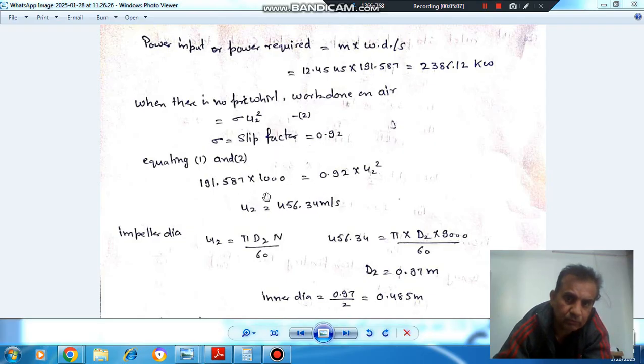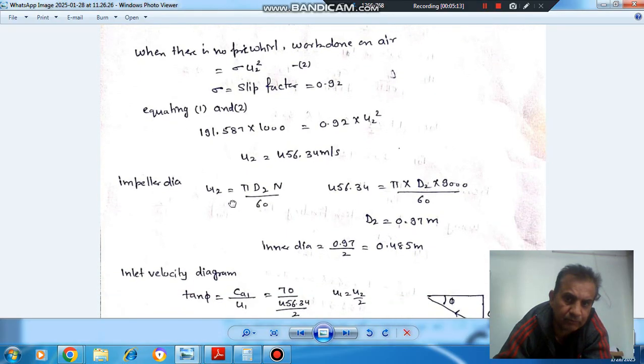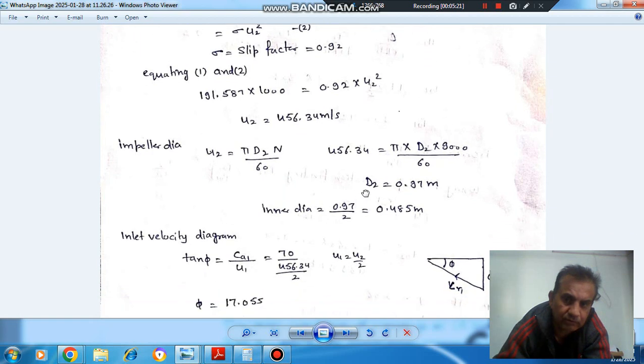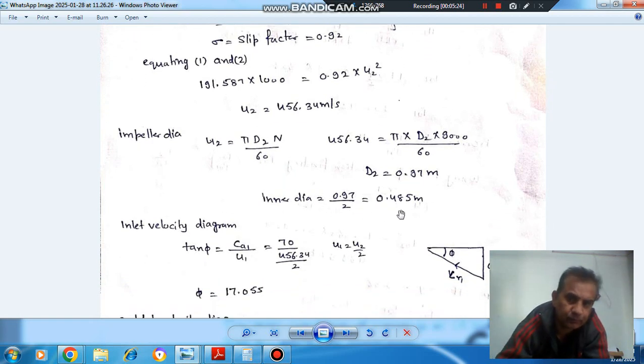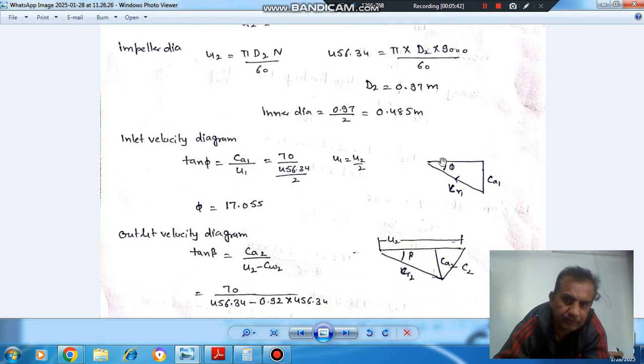From these two we can calculate U2. U2 comes out as 456.34 meter per second. From U2, we can calculate the diameter at exit. That is U2 equals pi D2 N by 60. So D2 comes out as 0.97 meter, and the inner diameter, half of the outer diameter, is 0.485 meter. Now from the inlet velocity diagram, this is your CA1, this is your CR1, and that is U1 that we have drawn initially. U1 is U2 by 2 because the diameter is half, and CA1 is 70. From this we can calculate this angle, the inlet blade angle, which is 17.055.